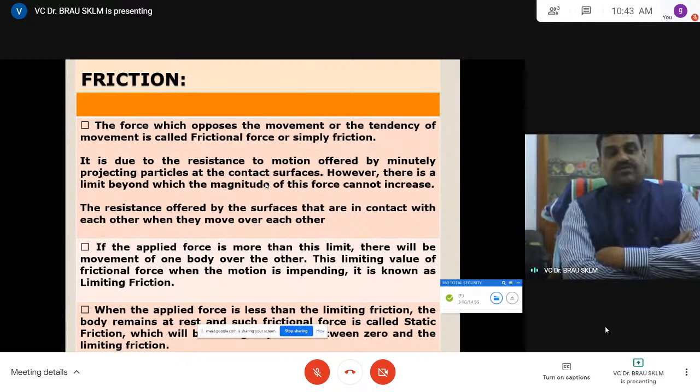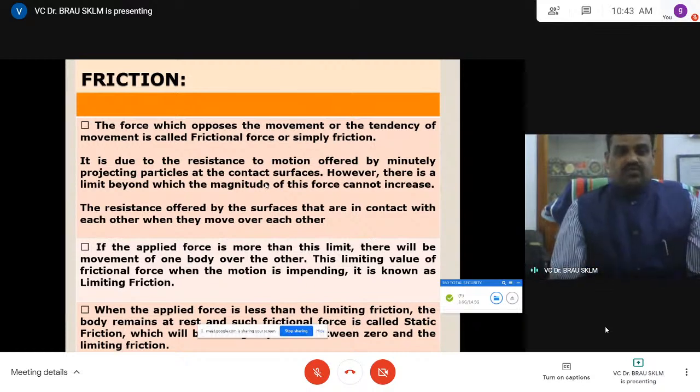Suppose the applied force is more than this limit, there will be a movement of one body over the other. This limiting value is called the frictional force. When the motion is impending, starts to slide, it is known as the limiting friction. Under static condition, we will call it static friction, but as you go on and try to move, there is a motion impending, that is known as the limiting friction. When the applied force is less than the limiting friction, the body remains at rest. That's what I am saying, static condition, and such a frictional force is called the static friction.